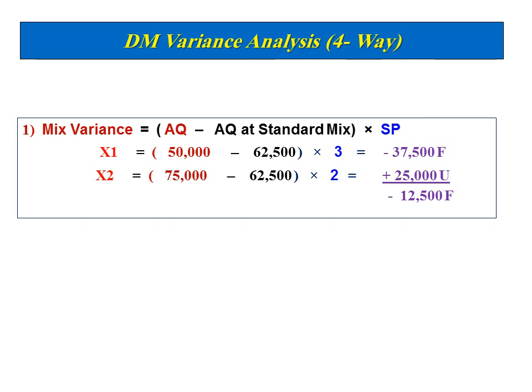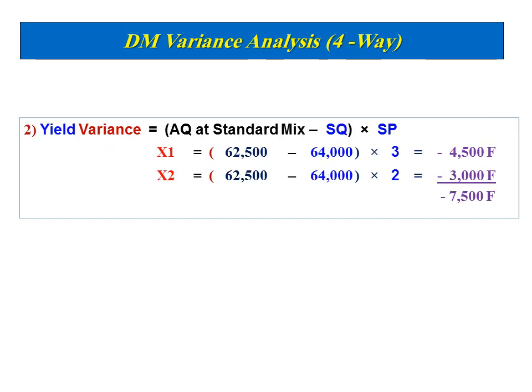Negative, yes, it's a favorable variance. But for x2, I speak about 75 minus 62,500 times 2, it's positive. I mean the variance is positive and unfavorable. One of them is negative 37,500, the other positive 25. So the total will be negative because negative is more than positive here, negative 12,500 F. It is the mix variance.